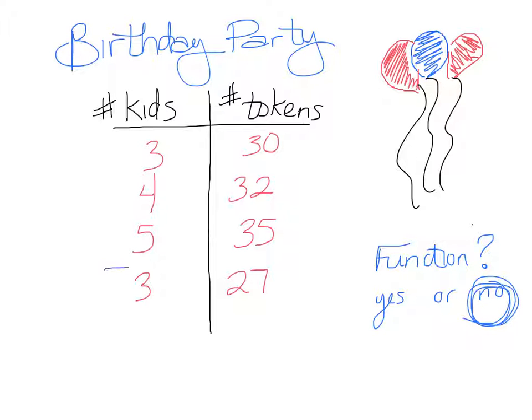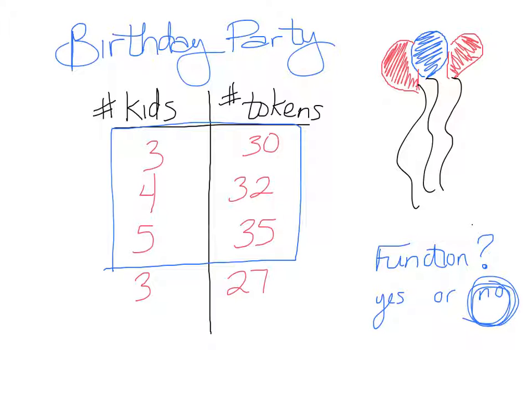Now, if I had only used these, that would have been fine. That would have been a function. But as soon as I threw in that extra one, what you don't want to have happen is have this x value go to more than one y value. So in this case, 3 might mean 30 tokens, 3 might mean 27 tokens. That's confusing. So you don't ever want your x values to lead to different y values.